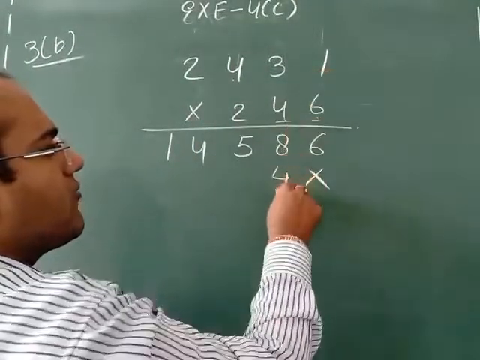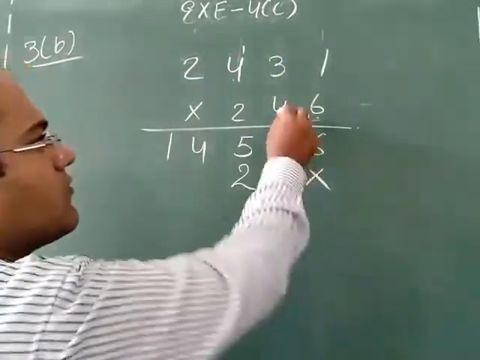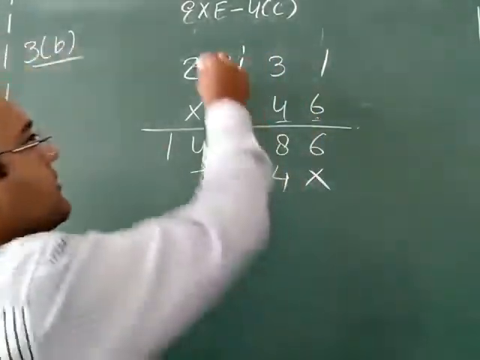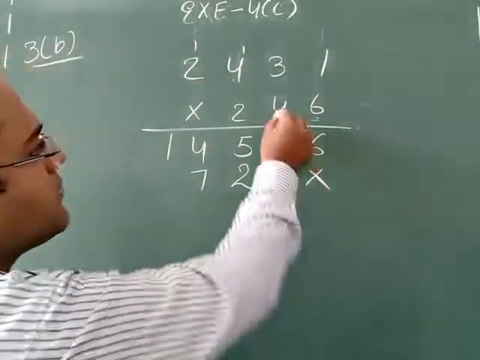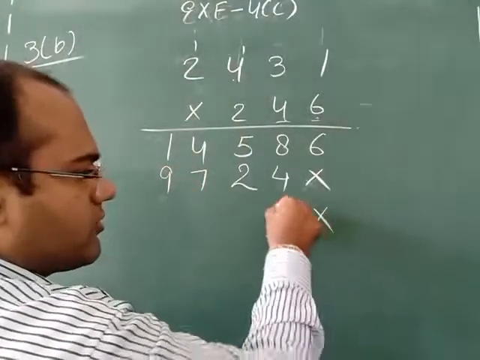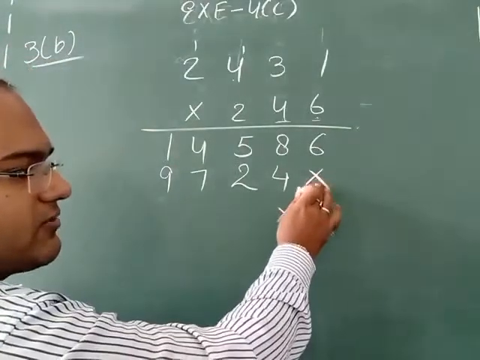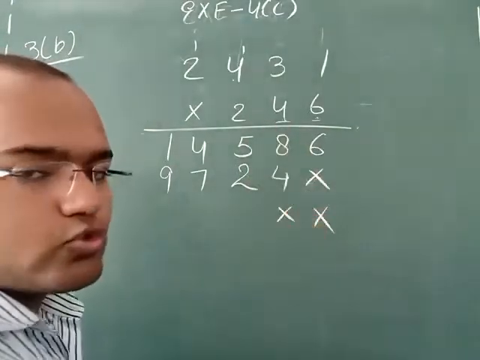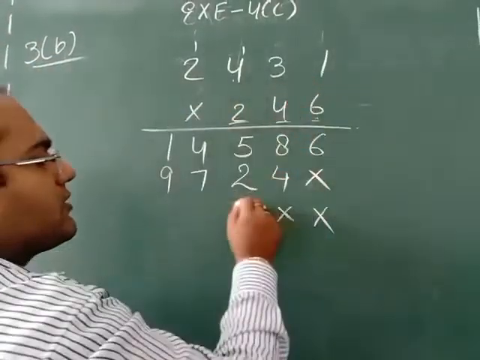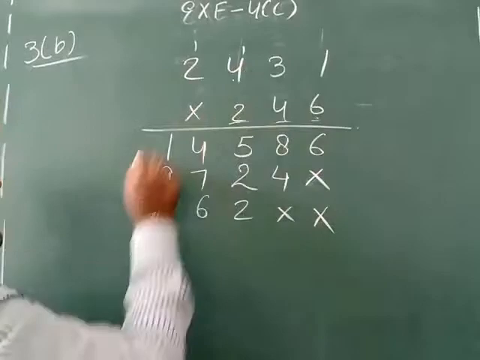4 ones are 4, 4 threes are 12, so 2 we will write here and 1 we will write on the top. 4 fours are 16 plus 1 will be 17, so 7 we will write here and 1 we will write on the top. 4 twos are 8, 8 plus 1 will become 9. Now 2 crosses you have to put, under the last two numbers. Earlier we had used 1 cross, now we will use 2 cross signs. Now this 2 is remaining, so this 2 we have to multiply with every number. 2 ones are 2, 2 threes are 6, 2 fours are 8, 2 twos are 4.